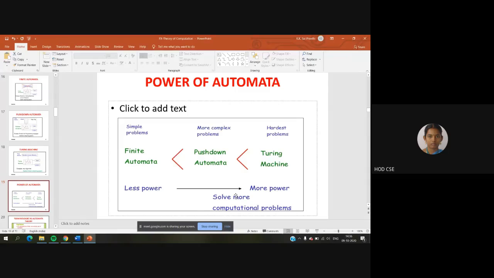Next, I have to go into the terminologies in automata theory. Is it clear? How many models of computation have we covered so far? Anyone?